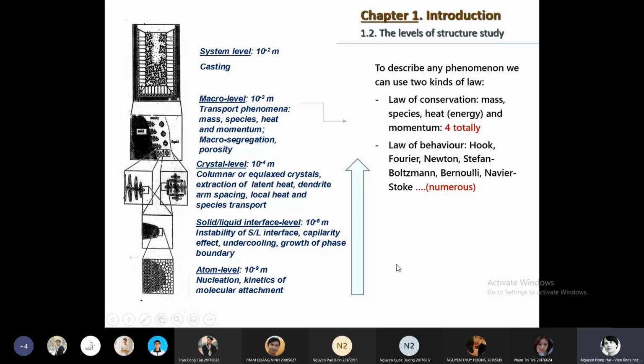But we study this in other courses. In our course, we will pay attention to studying only three levels, into the formation of the crystal. And we go bottom up.